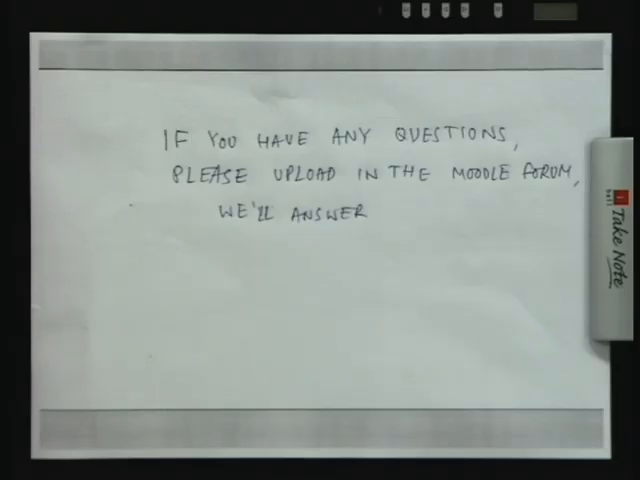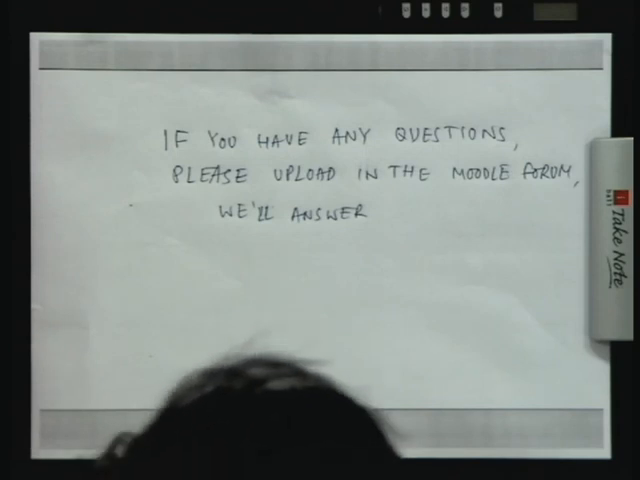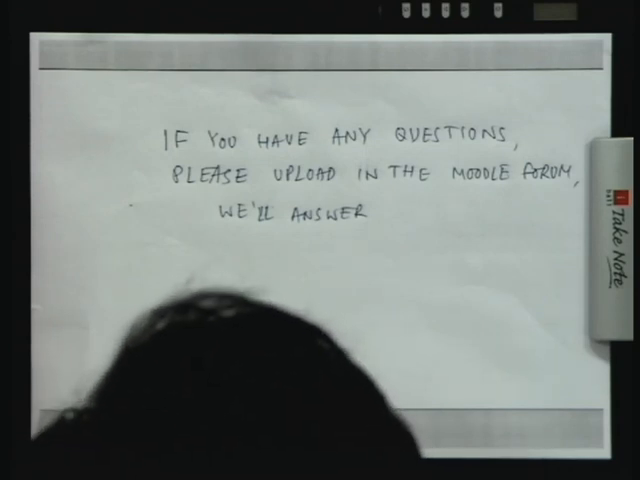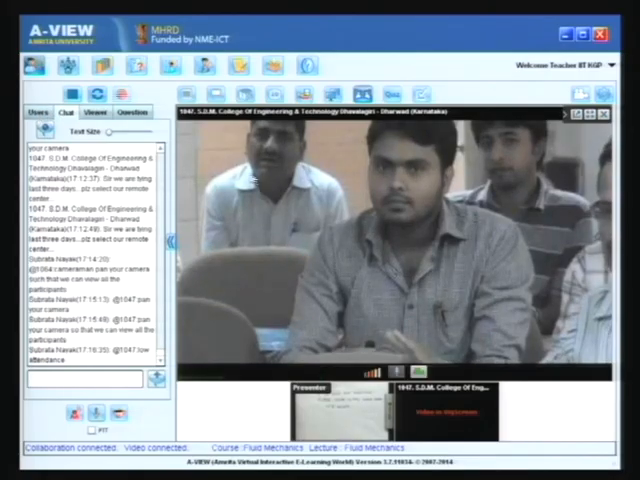Thermal stratification occurs in different layers of atmosphere. Yes, but this is beyond the Reynolds transport theorem. You ask question on Reynolds transport theorem. If you have any questions, please upload in the Moodle forum and we will answer it. Thank you.